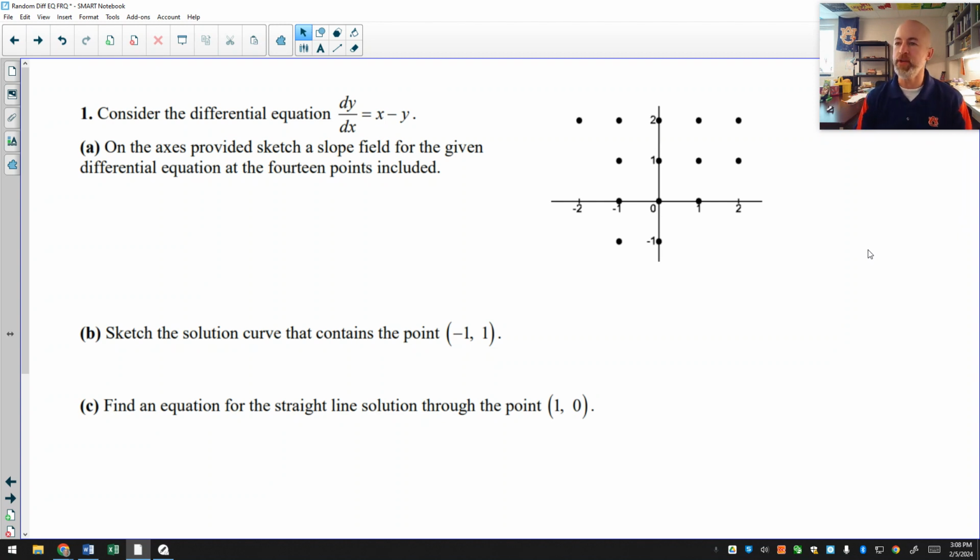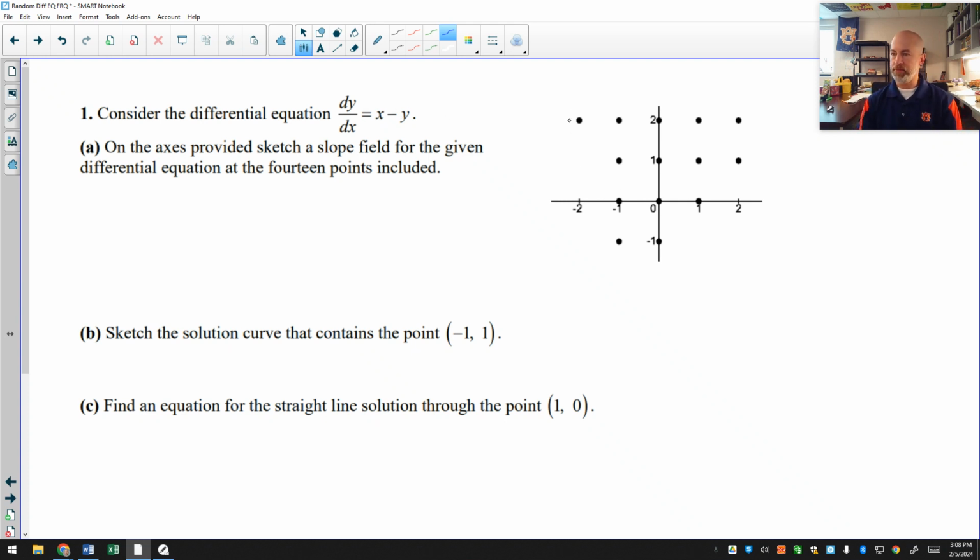We do have a slope field, and we have a whole bunch of points, which is kind of atypical. The AP exam usually doesn't give you this many points. We have a pretty simple differential equation, and we want to sketch the slope field at these 14 points. And so we will simply find these coordinates, and we will plug in the coordinates one at a time to x minus y to see what the slope is.